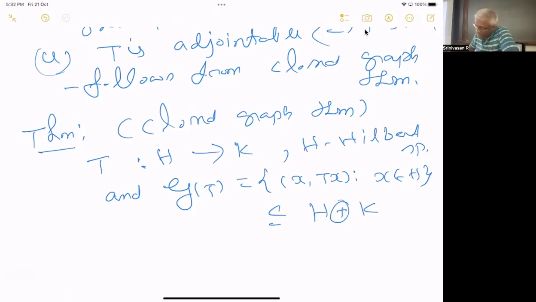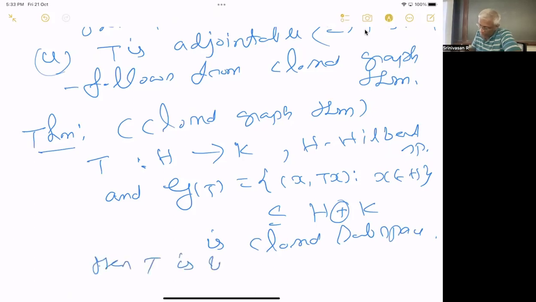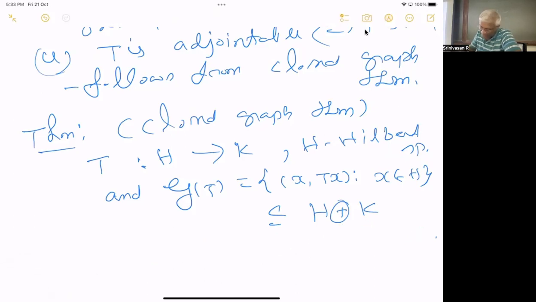So the graph G of T is a closed subspace. This is true: if it is a closed subspace, then T is bounded. Let's not even do the other direction; it's clear the other way. So you have a T and you have G of T. Then T is bounded if and only if G of T is closed.